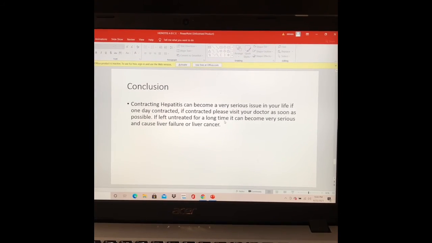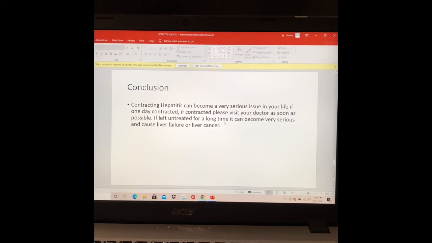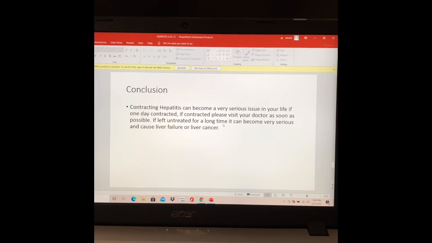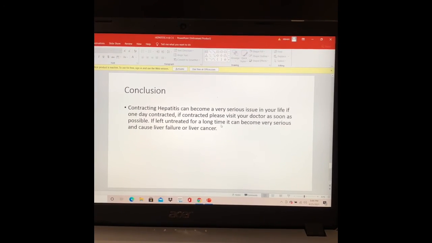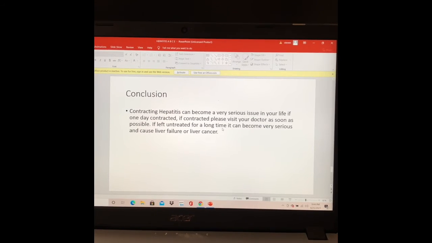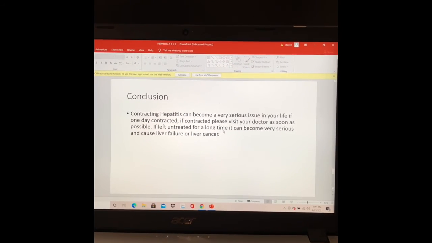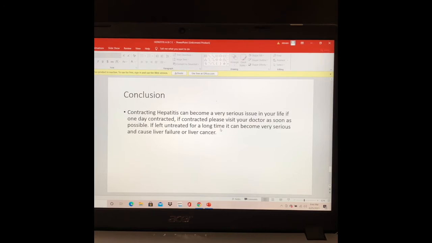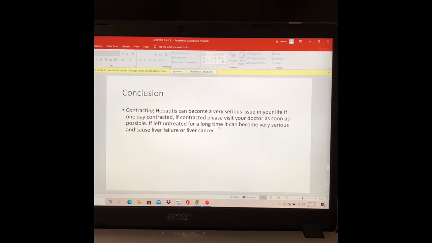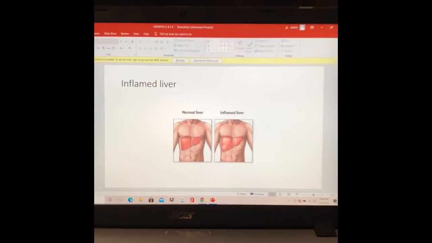In conclusion, contracting hepatitis can become a very serious issue in your life. If contracted, please visit your doctor as soon as possible, because if it is left untreated for a long time, it can become very serious and cause liver failure or liver cancer.